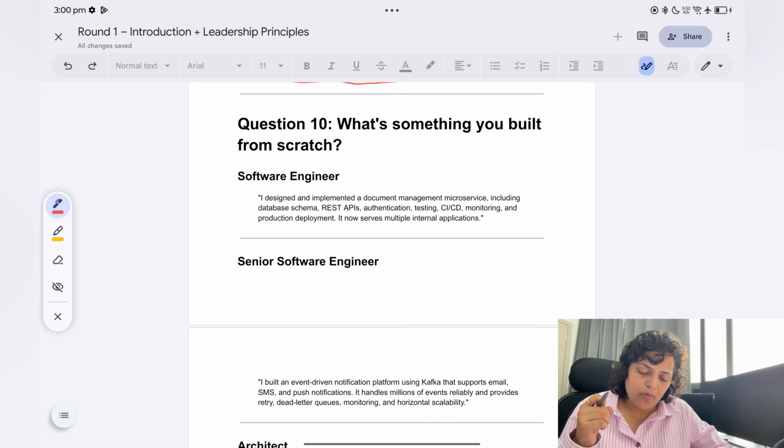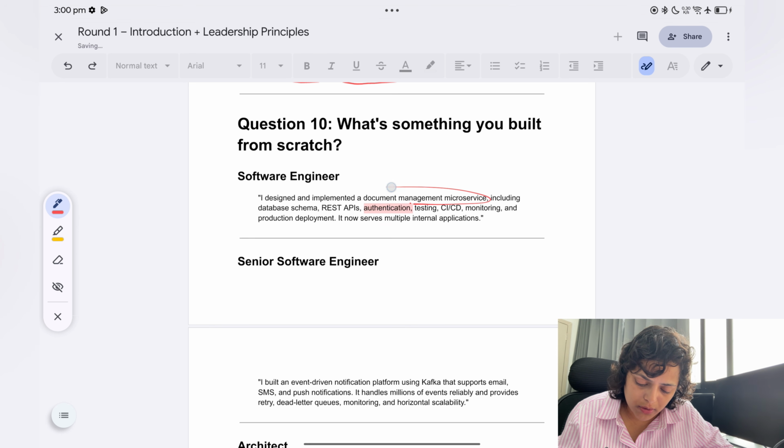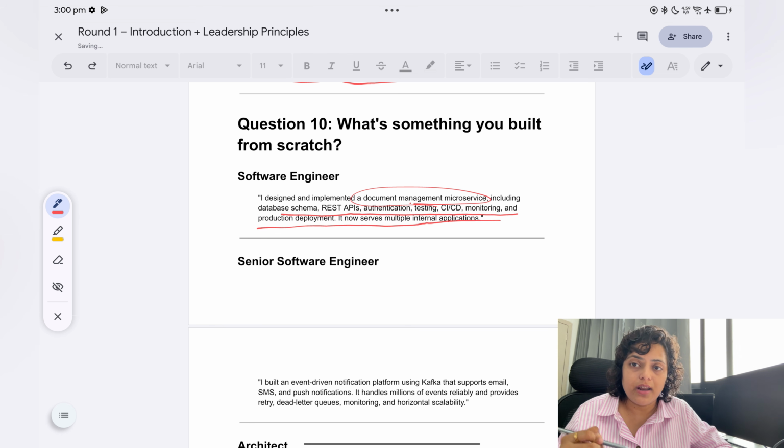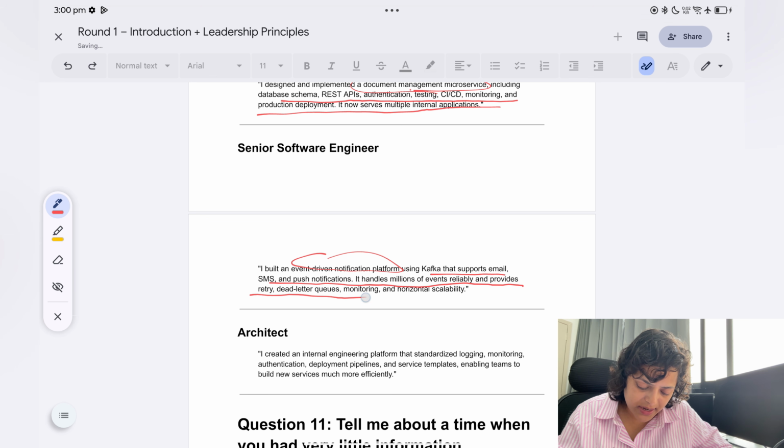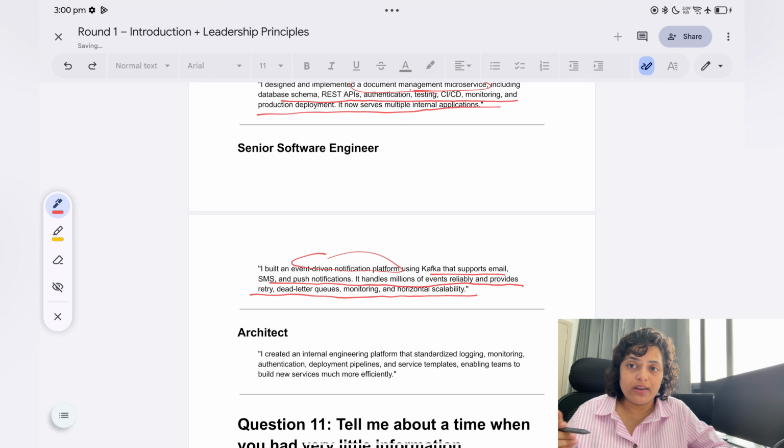Next question will be, what's something you built from scratch? So the software engineer will say, I designed and implemented a document management service. Okay, let's say a microservice, including database schema, REST API, authentication, testing, CI/CD, monitoring, and production deployment. It now serves multiple internal applications. What the senior software engineer will say: I built an event-driven notification platform using Kafka that supports email, SMS, and push notifications. It handles millions of events reliably and provides retry, dead letter queue, monitoring, and horizontal scalability. Okay, all the infrastructure-level things you can say. You can add asynchronous processing and all.